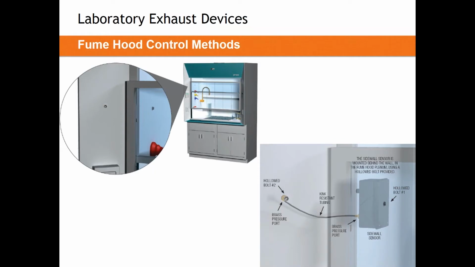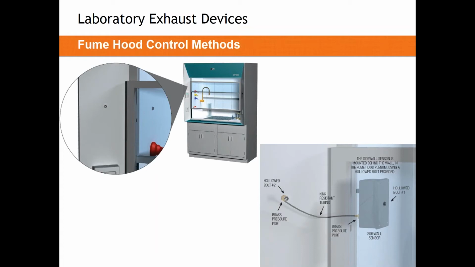Another method you might see as well is an actual measurement of face velocity. This is sometimes called sidewall sensing. A sidewall sensor is actually a pressure sensor. Fume hoods are generally designed to maintain a relatively constant pressure differential between the laboratory and the inside of the hood. You can measure that pressure and relate it to face velocity. So while you might call this face velocity measurement, it's actually a pressure measurement.